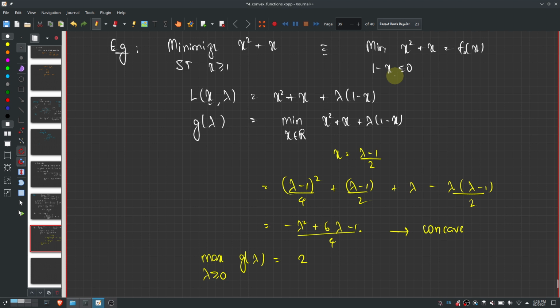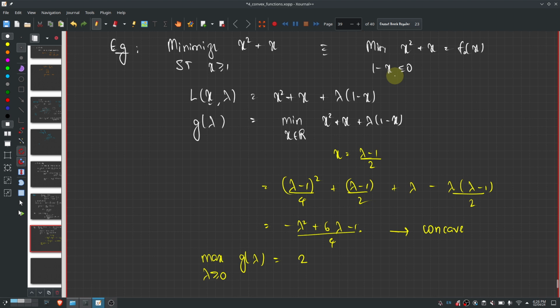Okay, so let me pose the question to you. When you said that the minimum is achieved at x equal to 1, how did you decide that the minimum is achieved at x equal to 1? Like x is positive. Okay.